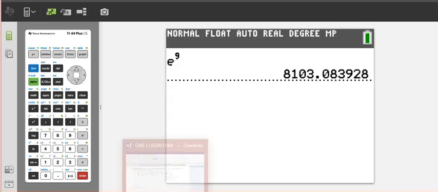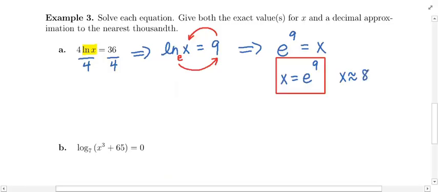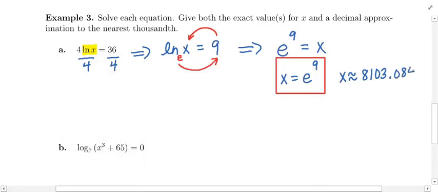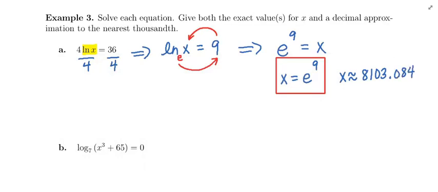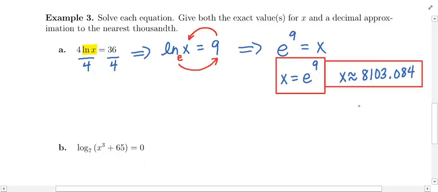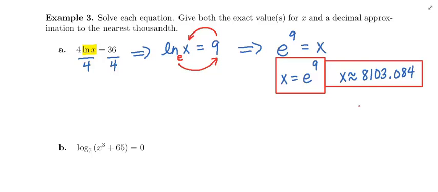So the answer for x is 8,103.084. There's your decimal approximation, and we're done. So the gist of doing this: if you were able to get your logarithmic equation in a format so that you have one single logarithm equal to a number, once you have that, you're going to apply the arrow definition of a logarithm to get rid of the logarithm. All right, let's try another one.